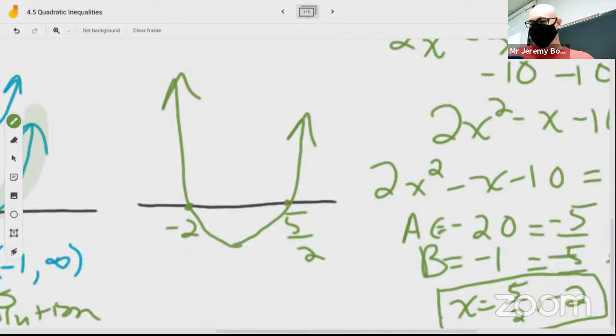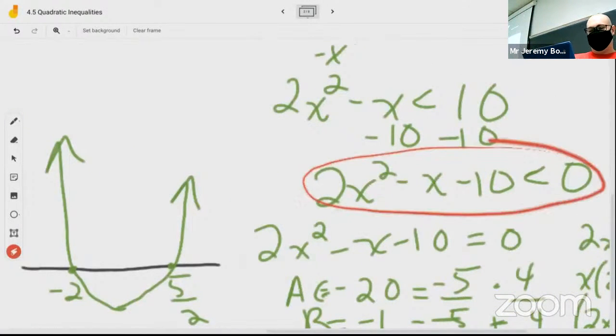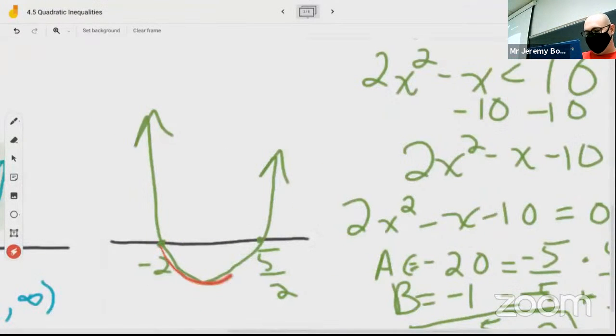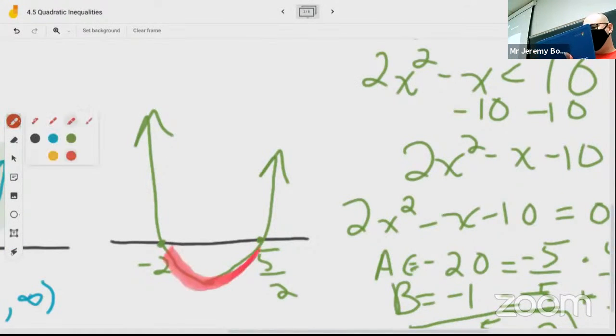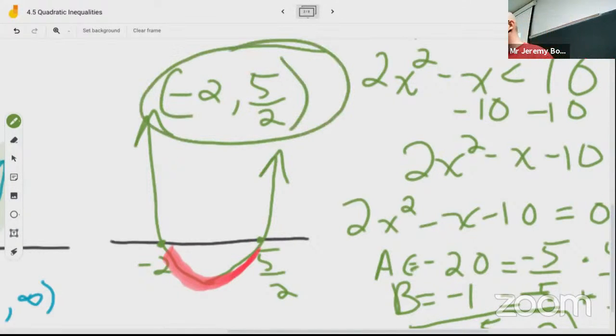And so we want to know what? I don't even remember. We're basing it off of this. Oh, nope, not that. This. Where one side's 0. We want to know where it's less than 0, right? So where's it below the x-axis? Right there, it looks like. Let's mark it. And so our solution set is going to be from negative 2 to 5 halves. Do we include the negative 2 and the 5 halves? No, because it's not equal to in our inequality. And so that's going to be our solution there.